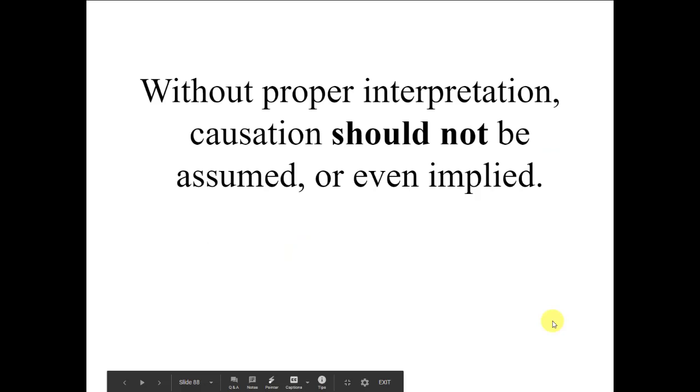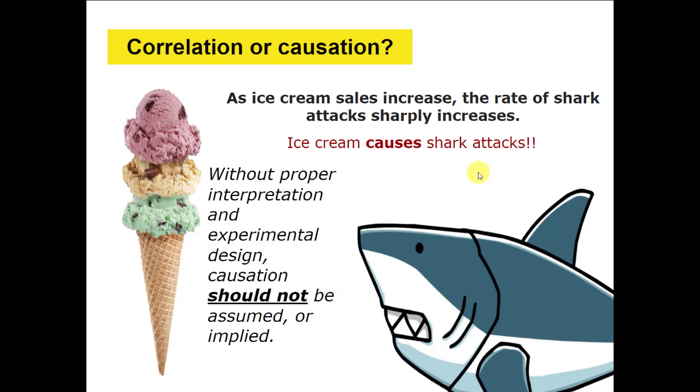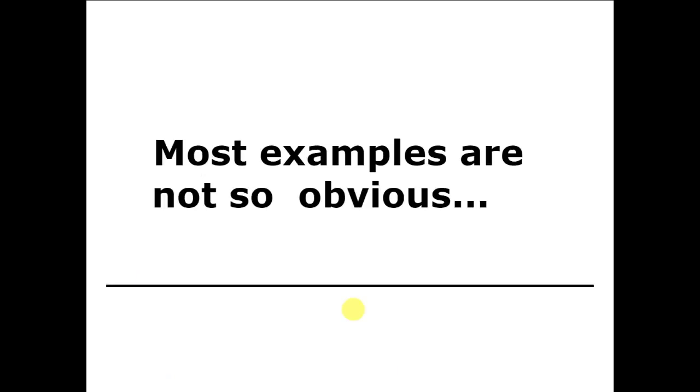However, if you do not have proper interpretation and proper experimental design, you should never assume that a correlation implies causation. Let's go back to our shark example. We read this earlier, and it says, as ice cream sales increase, the rate of shark attacks sharply increases. So that must mean that ice cream causes shark attacks. But without proper interpretation and experimental design, we can't assume this, right? This could just be a coincidence. So we talked about how this may seem extremely obvious and almost ridiculous, but there are a lot of examples that are not as obvious.